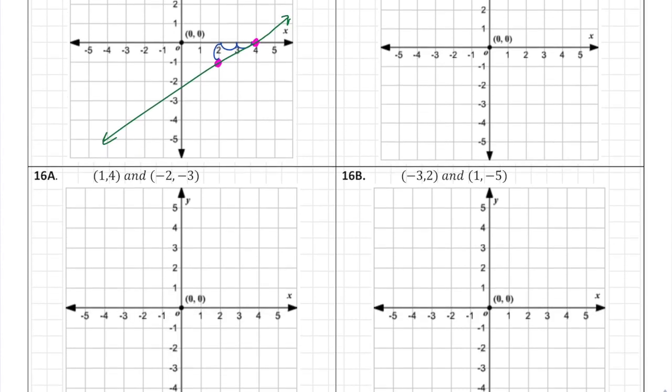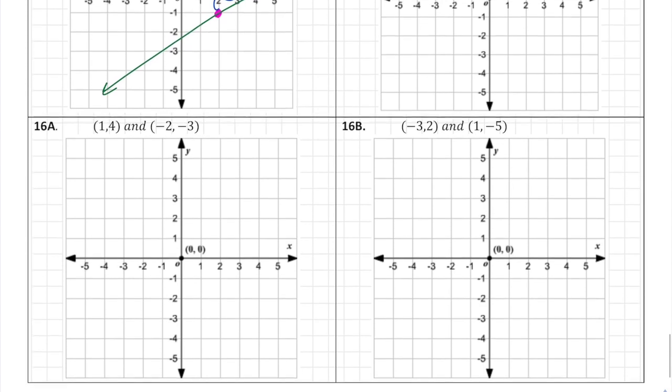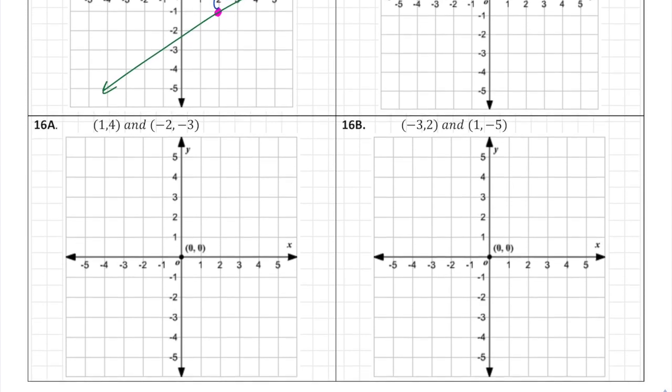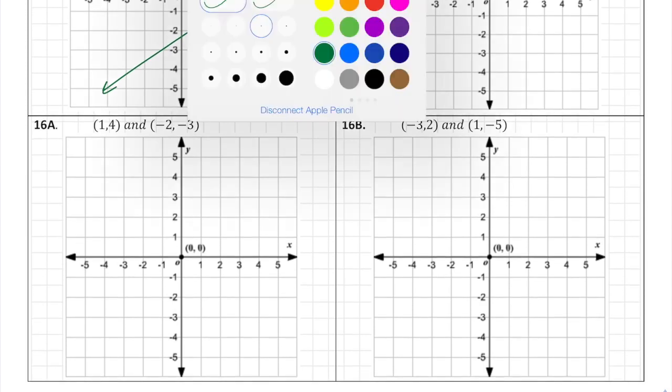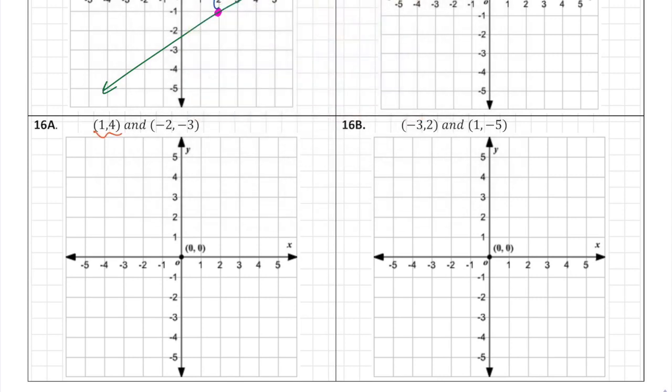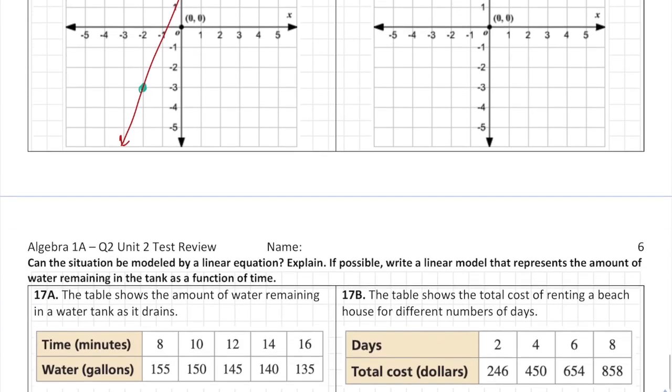Let's check out 16a. This time I don't have a slope, but I do have 2 points. And as we said, you only need 2 points to graph a line. So I'm going to go ahead and graph them each here. Let's do maybe this orange here. 1 comma 4 would be there. -2, -3 would be right there. If I connect these, maybe do it in red, just like that, and I'm done with 16.